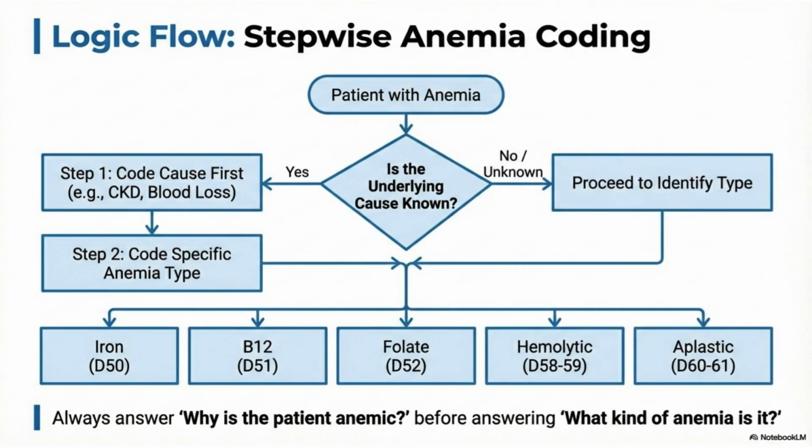The coding process begins with one question: why is the patient anemic? If the underlying cause is known, code it first. Then identify the specific anemia type: iron, B12, folate, hemolytic, or aplastic. The guide reinforces, always answer why is the patient anemic, before answering, what kind of anemia is it?